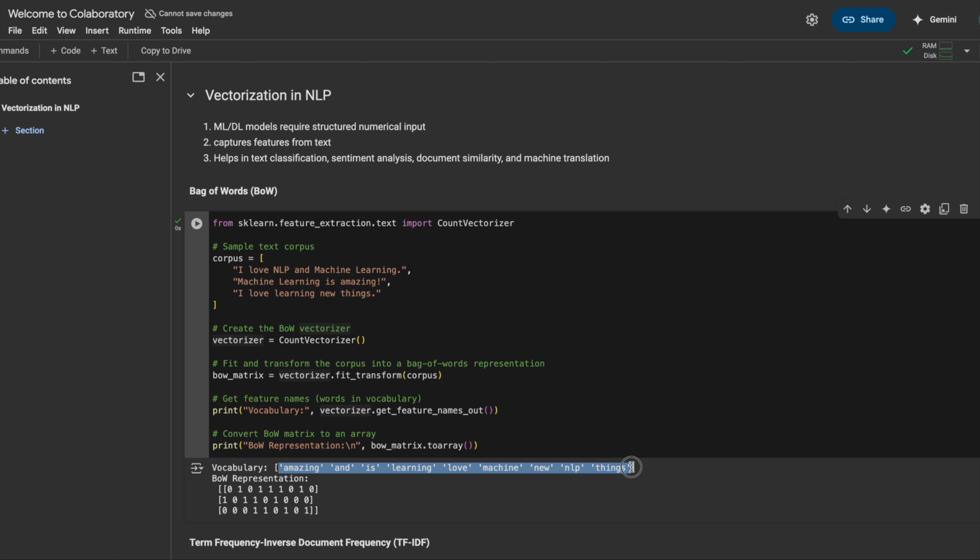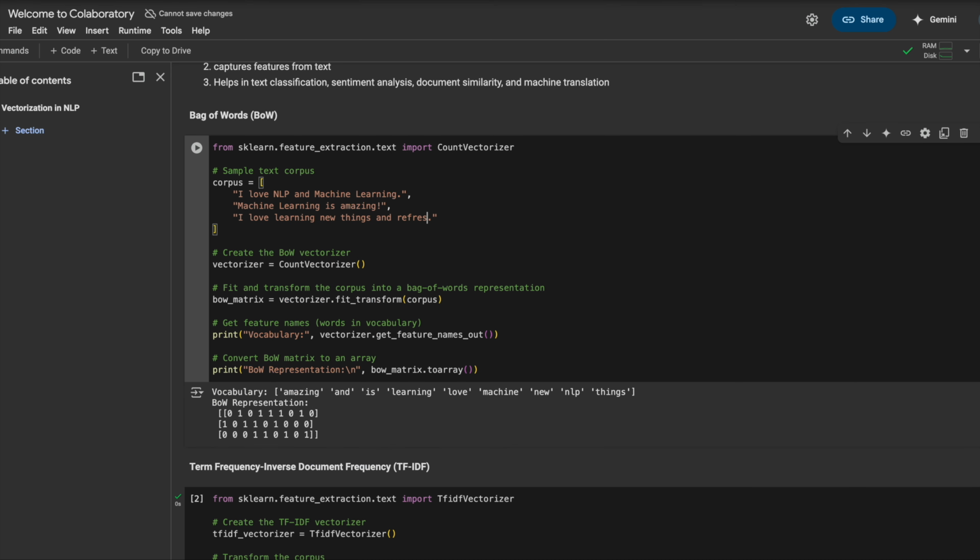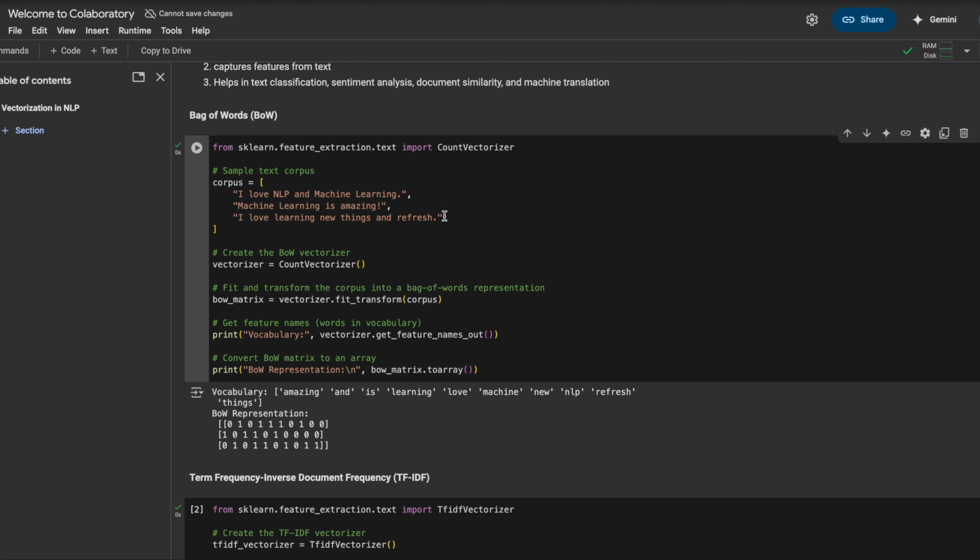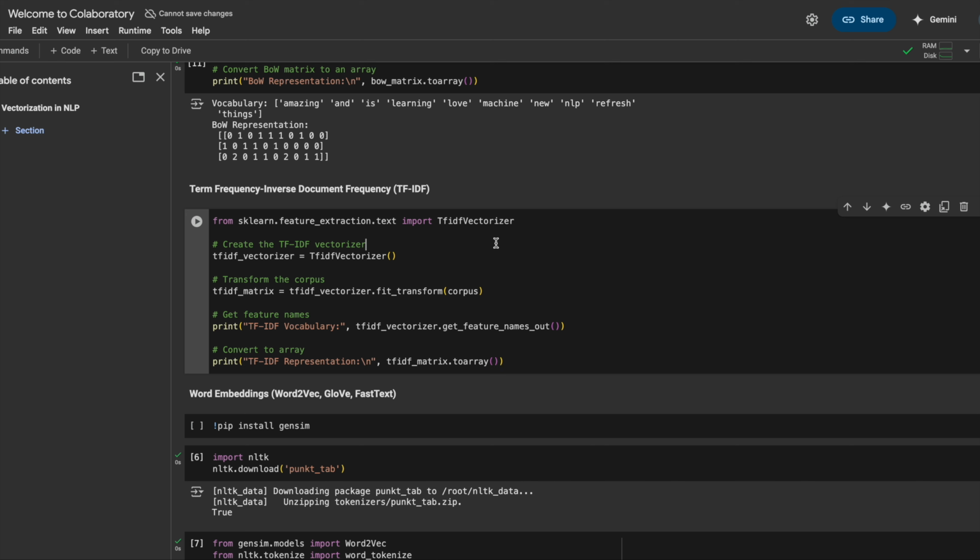Here, each row represents a sentence and each column represents a word. The values in the matrix, at each row and column, are actually the word frequency. If "and" repeats a second time, it will get a 2, like this.